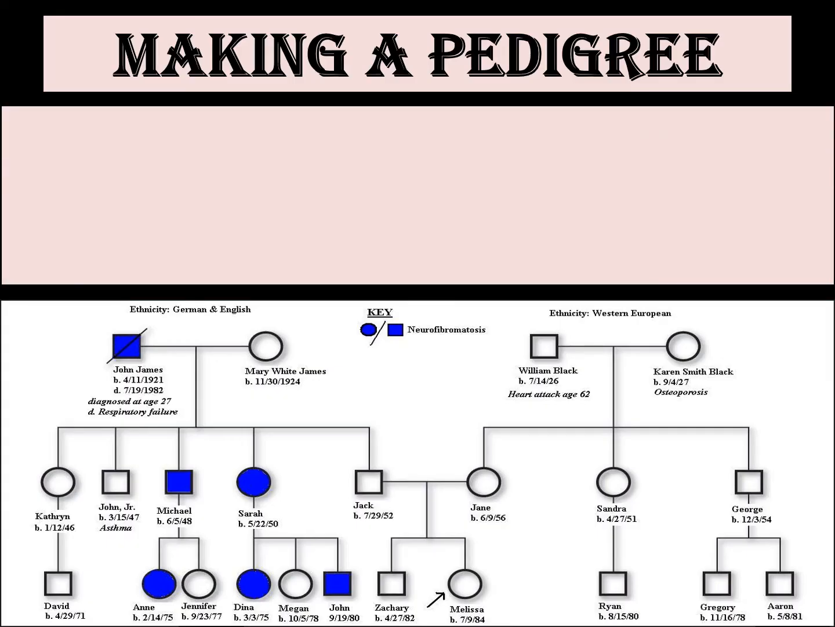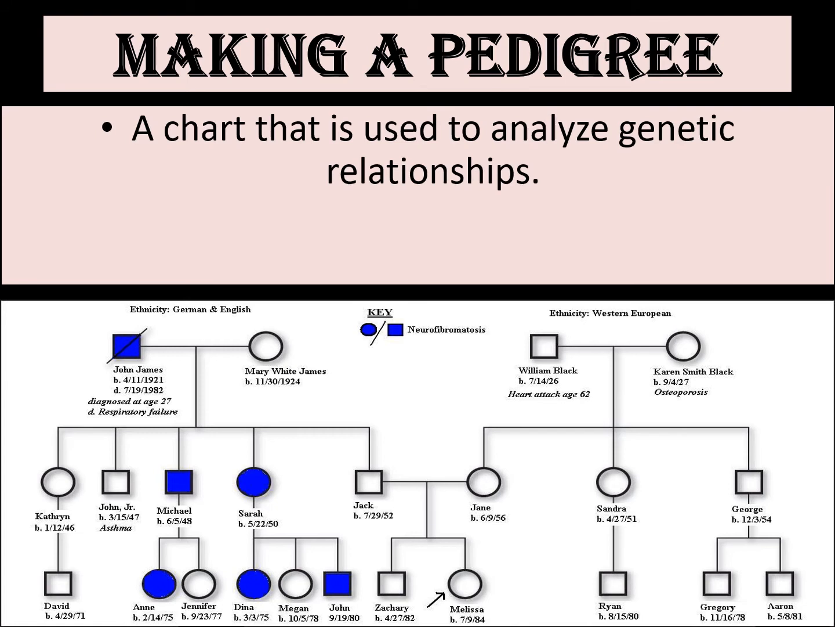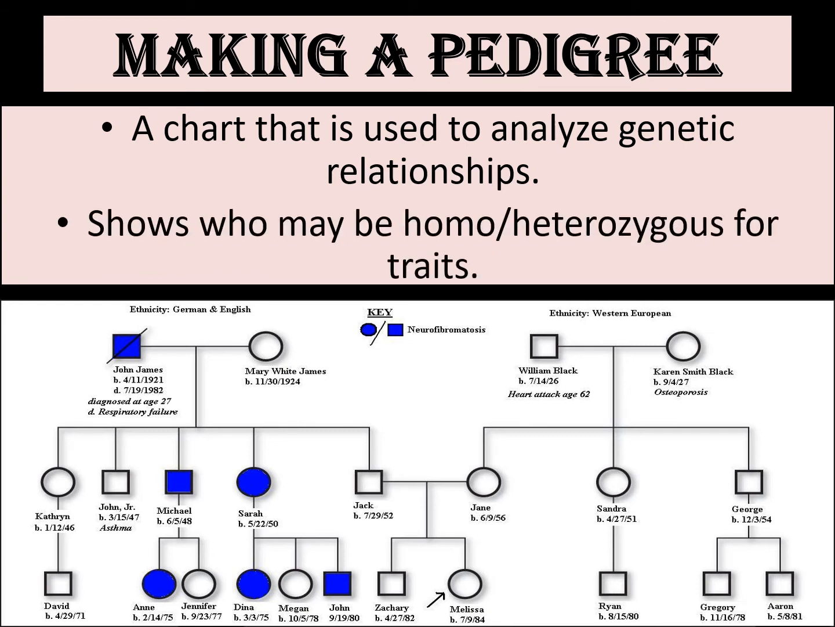Something that scientists do to show the patterns of inheritance, who is dominant and who is recessive, and what happens when mating occurs, is use things called pedigrees. Pedigrees are charts that are used to analyze genetic relationships. So if this person mates with this person and they have a child, what are the chances of them inheriting that trait? It definitely shows who may be homozygous or heterozygous for traits, and I'll show you how this works.